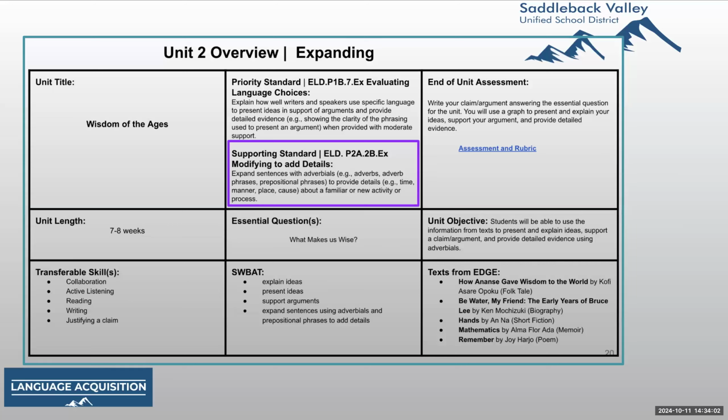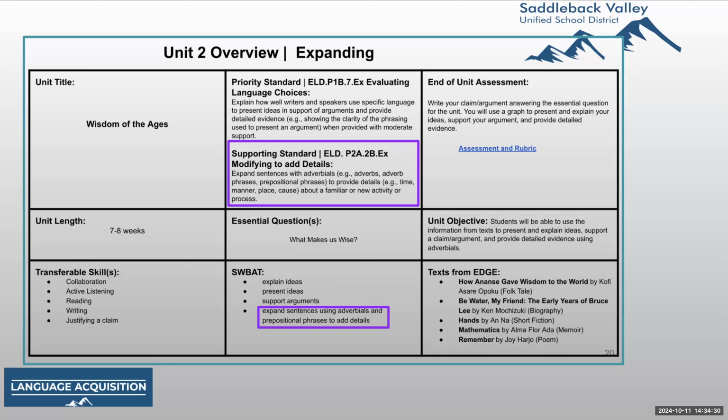Highlighted in purple, you see the unit's supporting standard. The standard calls for students to modify to add details. From the standard, we identify that students will be able to expand sentences using adverbial and prepositional phrases. Throughout the unit, we will allow students to expand their sentences using these adverbial and prepositional phrases to add details.